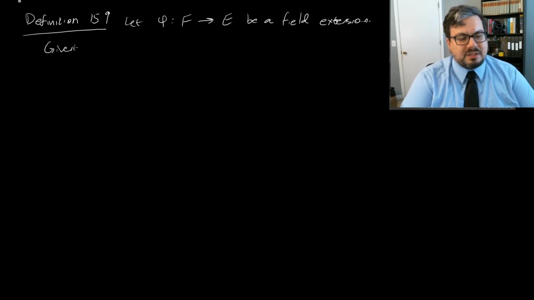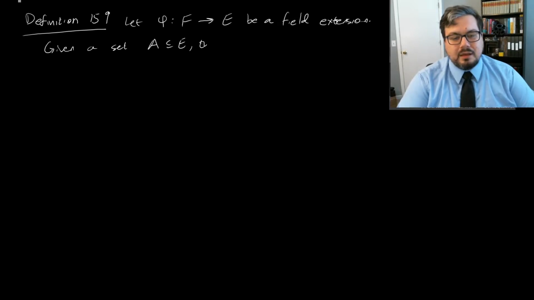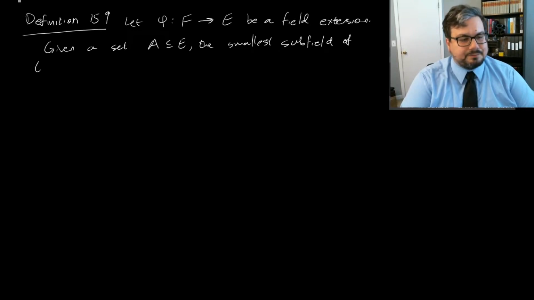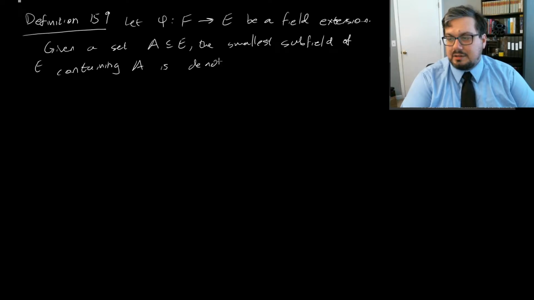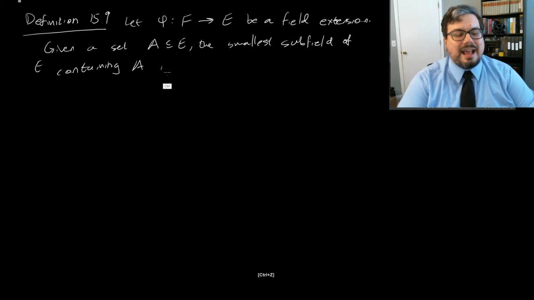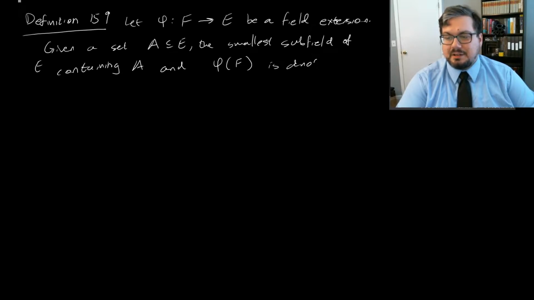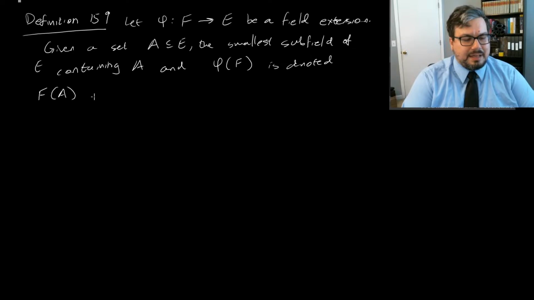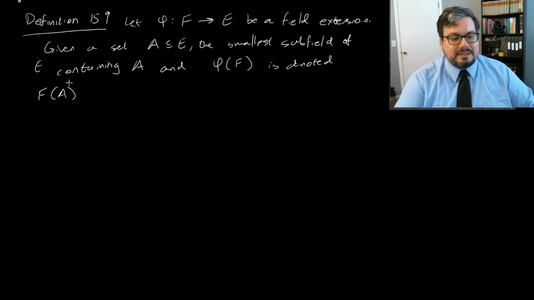Now, some preliminaries. Given a set A, a subset of E, the smallest subfield of E containing A and the image of F is denoted F of A. So it's the smallest field inside E which contains both the image of the field F and a bunch of additional elements that we choose.